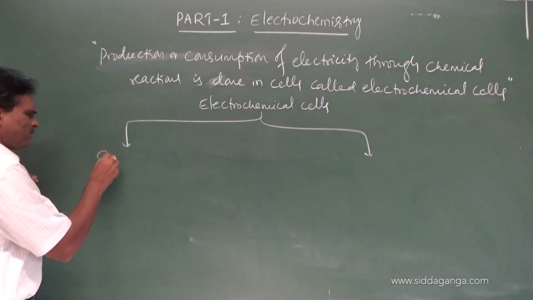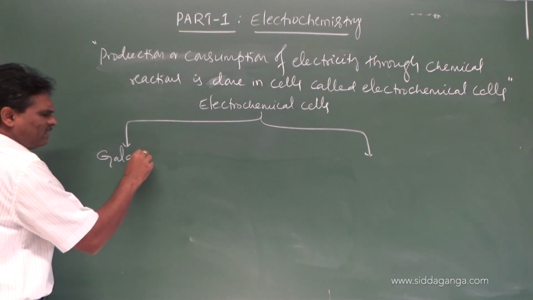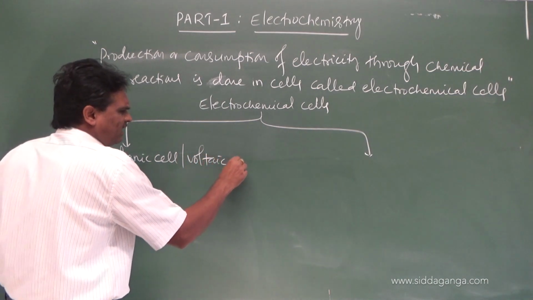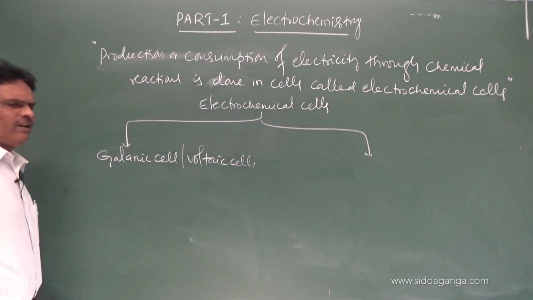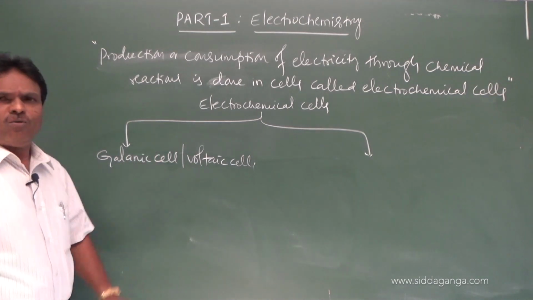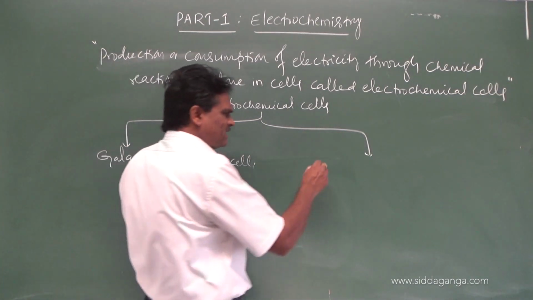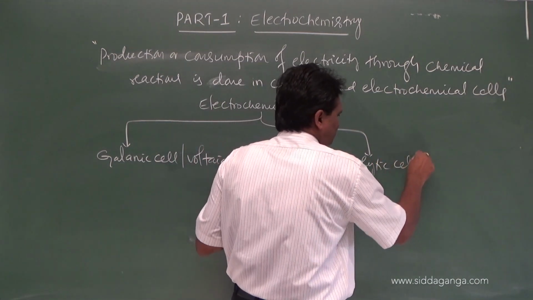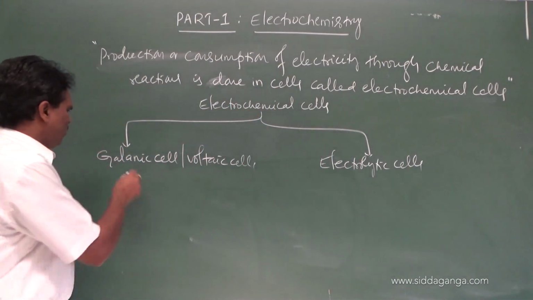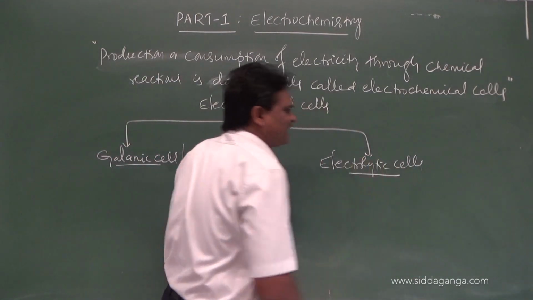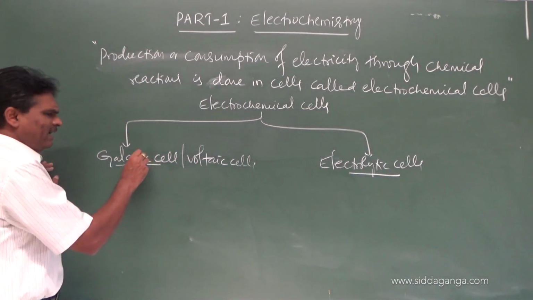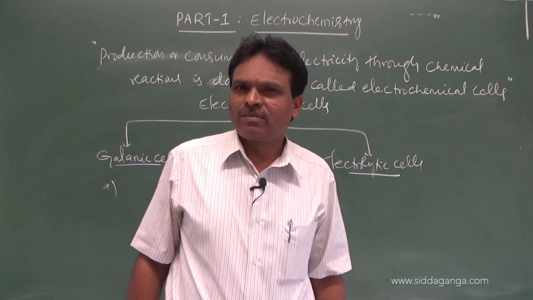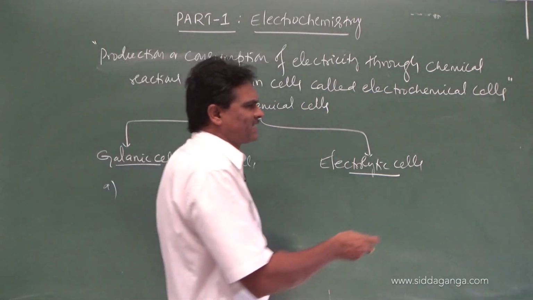So one is galvanic cell or voltaic cell. Galvanic cells are also called voltaic cells, and the other one is electrolytic cells. Galvanic cells and electrolytic cells. So what is meant by a galvanic or voltaic cell? The cell, so what is meant by a cell?